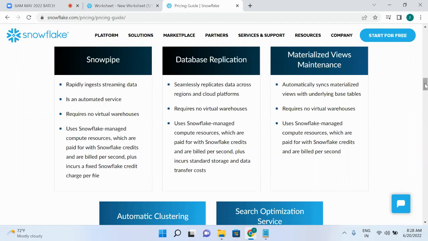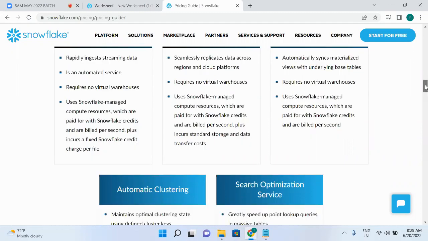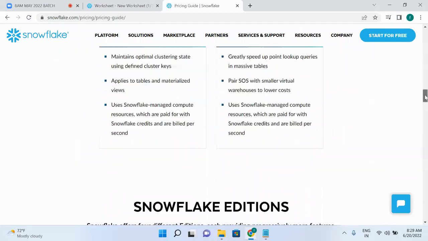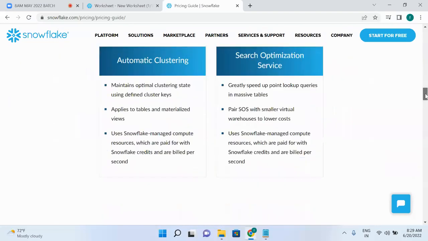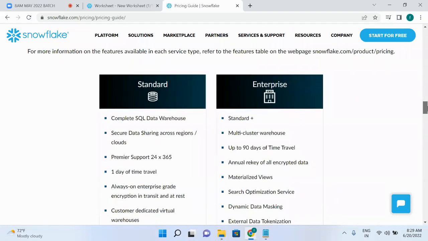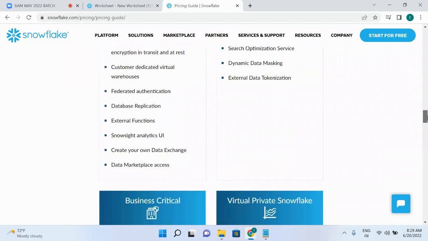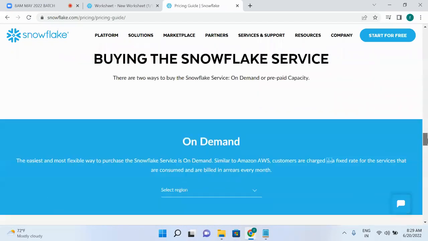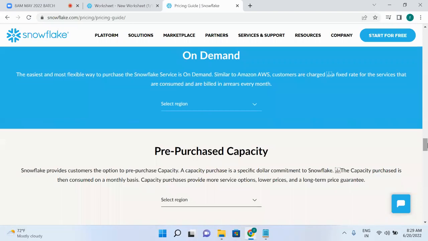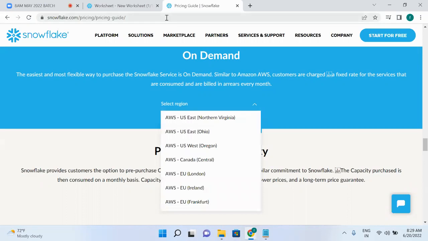These are the other additional serverless features. It means when you are utilizing them, only then will charges be applicable. Otherwise, the charges will not be applicable. So the service is available, but charges will not apply. Those are the serverless features. Now, we know the standard edition and enterprise edition and what all they are giving. And here, when it comes to on-demand, just 1 second, guys.